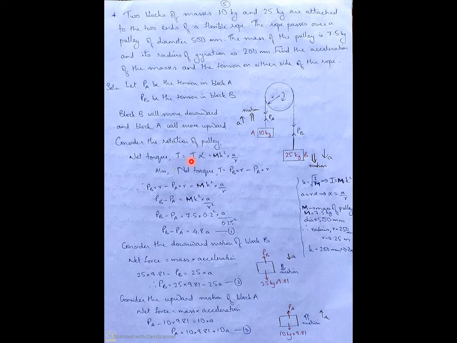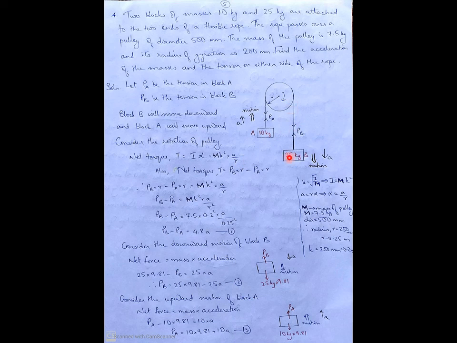First one, torque equal to I into alpha, that is mass moment of inertia into alpha. What is given in the question? To find I, the radius of gyration is given. The radius of gyration is 200 millimeter. So the equation between radius of gyration and I is k equal to root of I by m, or I is equal to mk square. So T is equal to I alpha, which is mk square into, instead of alpha, a by r.